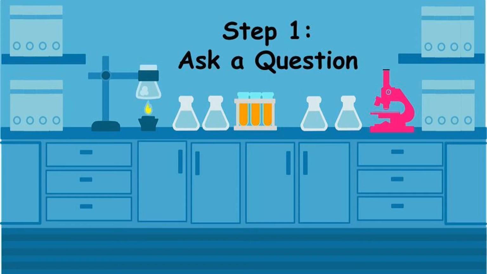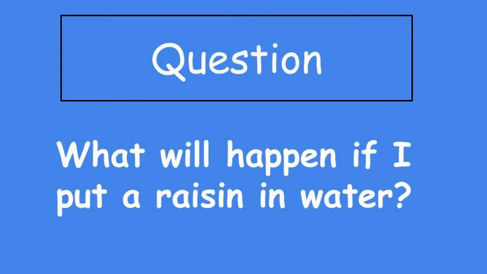The first step of the scientific method is to ask a question. Let's begin by asking a question. I wonder. The question that I'm going to ask in this experiment is what will happen if I put a raisin in water?